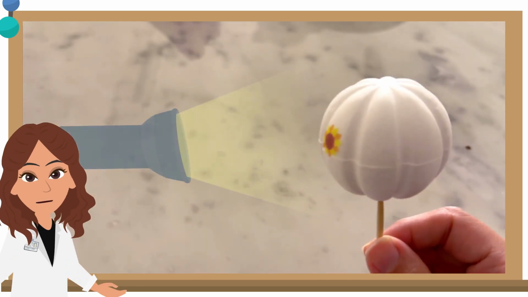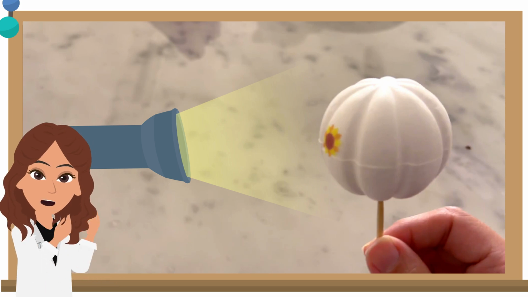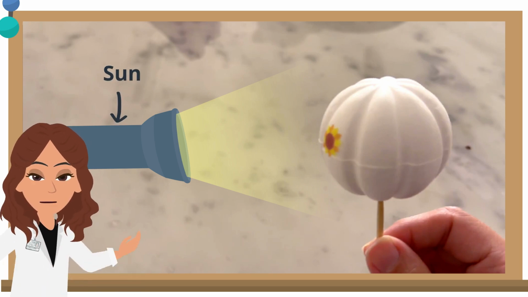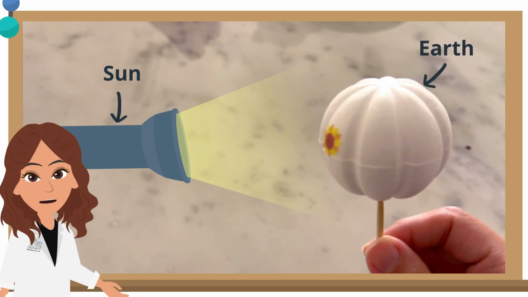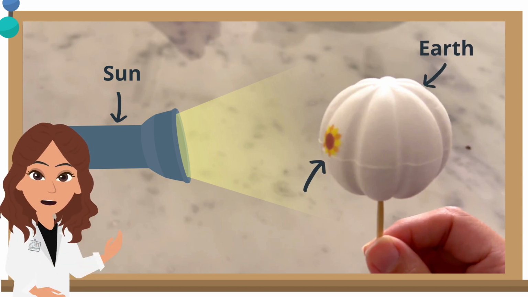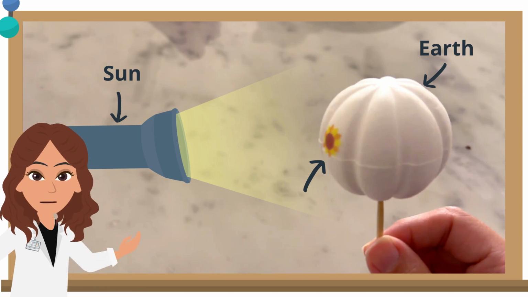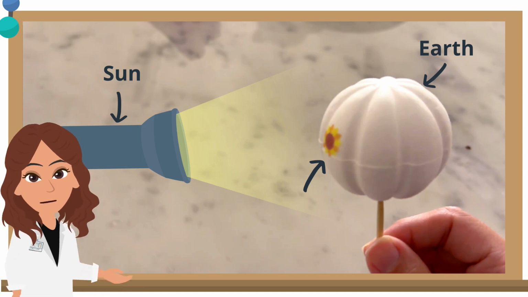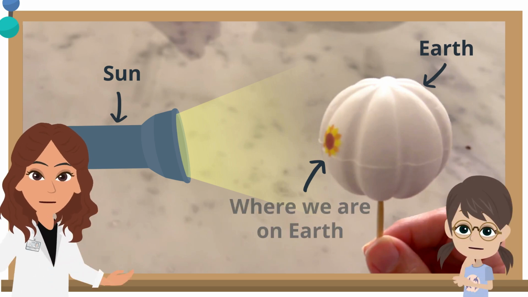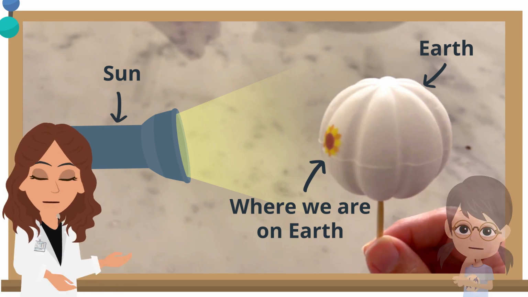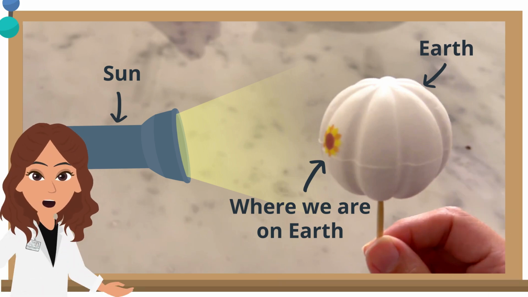With that, we have created our model. In this experiment, the torch represents the sun and the foam represents the earth. What do you think the sticker represents? I know. The sticker represents where we are on Earth. That's right. We are now ready for our experiment.